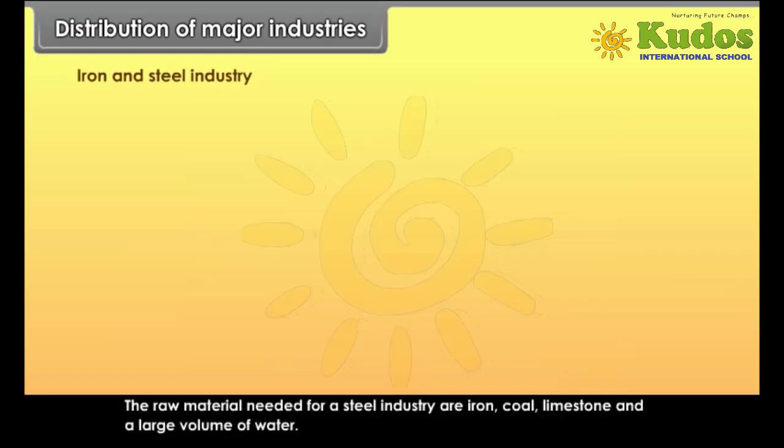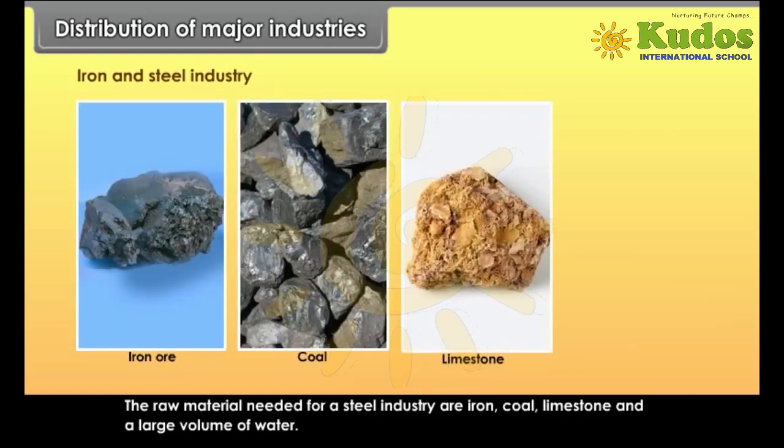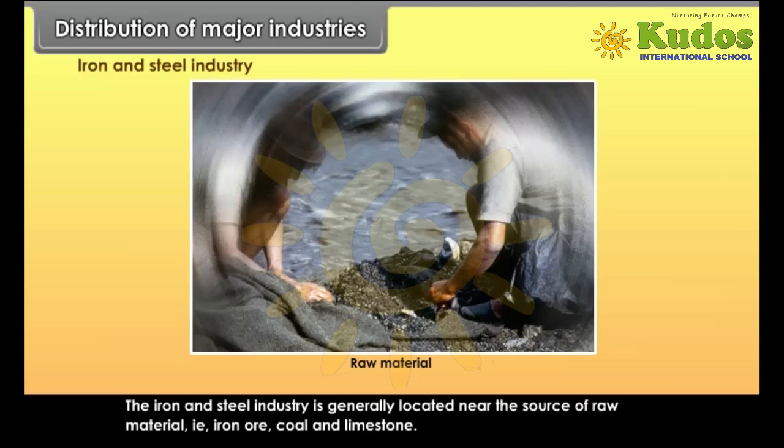The raw materials needed for a steel industry are iron, coal, limestone and a large volume of water. The iron and steel industry is generally located near the source of raw material, that is, iron ore, coal and limestone. It also requires efficient means of transport because the raw materials and the processed goods are of heavy nature.